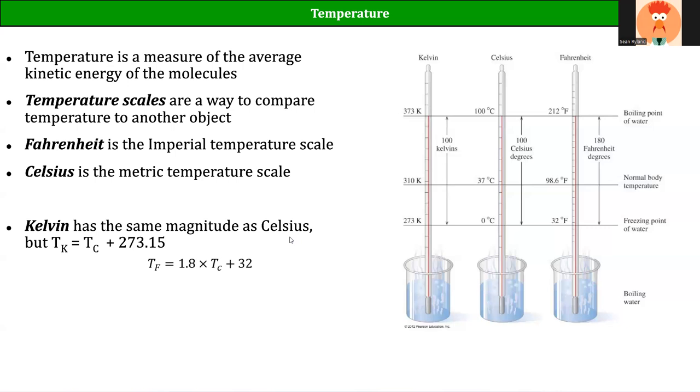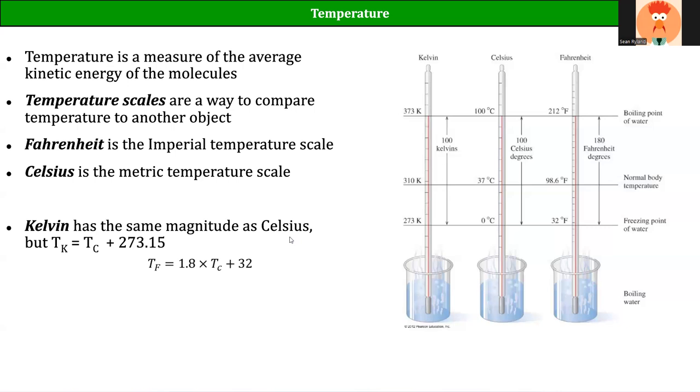More mathematically, if you double the temperature in Kelvin, you double the kinetic energy. That's not true if you're in Celsius. If you double the temperature in Celsius, because of this y-intercept, the kinetic energy doesn't necessarily double. Putting it in Kelvin, the conversion back and forth between Kelvin and Celsius is really easy because the slope is one.